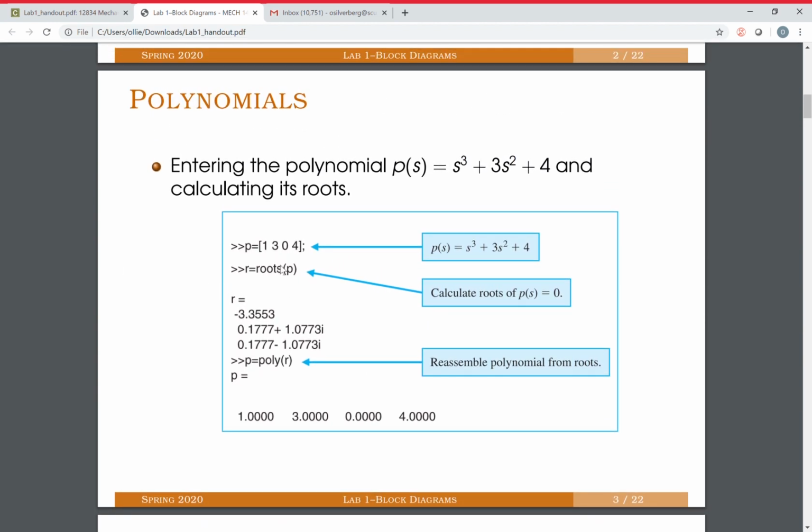So if we want to find the roots of a polynomial, we specified the polynomial here via its coefficients. If we use the roots function, we can get the roots of the polynomial and store them in an array called R. And lastly, if we knew the roots of a polynomial and we wanted to reconstruct that polynomial, we can use poly(R). So if we just knew these roots, then we can reconstruct the polynomial.